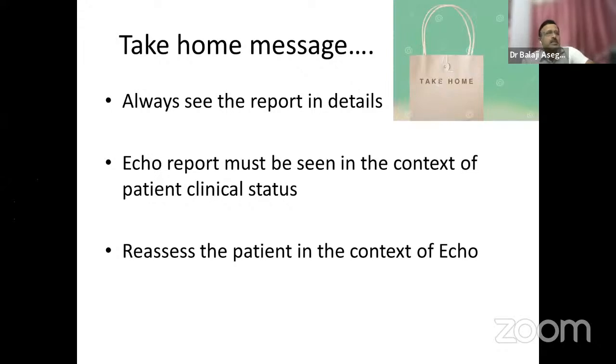Another is reassess the patient in the context of echo. What does this mean? Suppose I have seen the patient, I have asked history, the patient says everything is all right, nothing is abnormal. But it has been written grade 2 or grade 3 diastolic dysfunction. Always look for signs of failure. How is his baseline saturation? Whether he has chest congestion, edema of feet. Because even though systolic function is normal, with the presence of diastolic dysfunction, you have to reassess the patient. So the take-home message is very simple. Always see the echo report in the context of the patient, and the echo report itself does not certify that everything is normal if the echo report is normal.